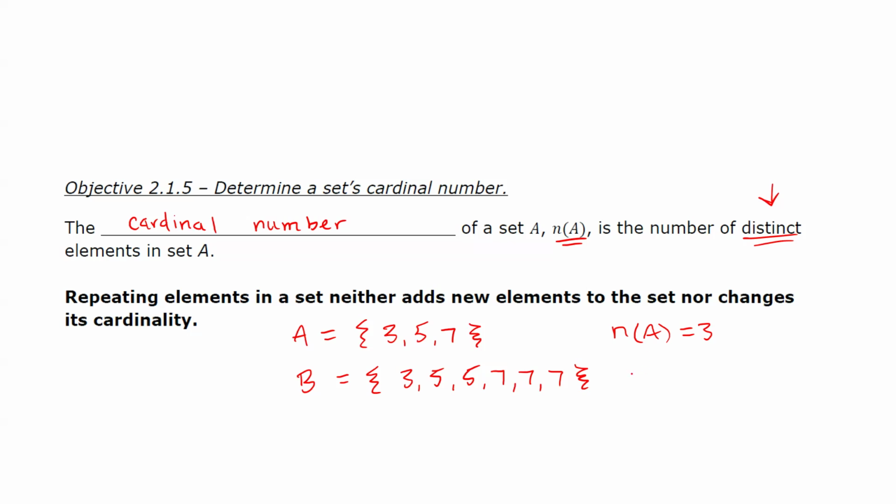Now, the cardinal number for set B would also be 3. Even though 5 and 7 are represented many times, it doesn't change the number of distinct elements within set B. Therefore, the number of elements in A is going to equal the number of elements in B.